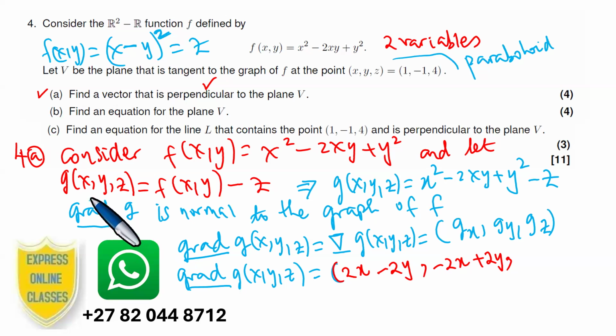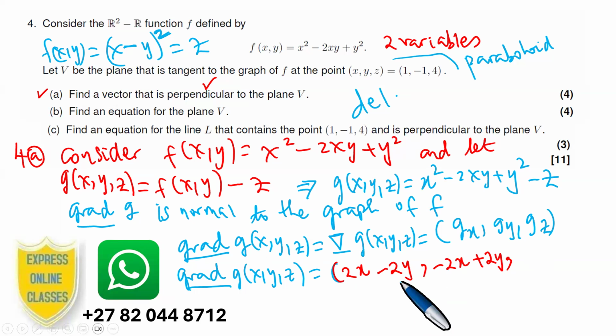So that we form g, and g is a function of x, y, and z, and this is f of x and y minus z. Now we have formed a new function g, which is on an ordered triple. Now the gradient of g is normal to the graph of f. So the gradient of g at x, y, z is gx, gy, gz. The gradient is also written as del of g. So now we're dealing with the del of g.